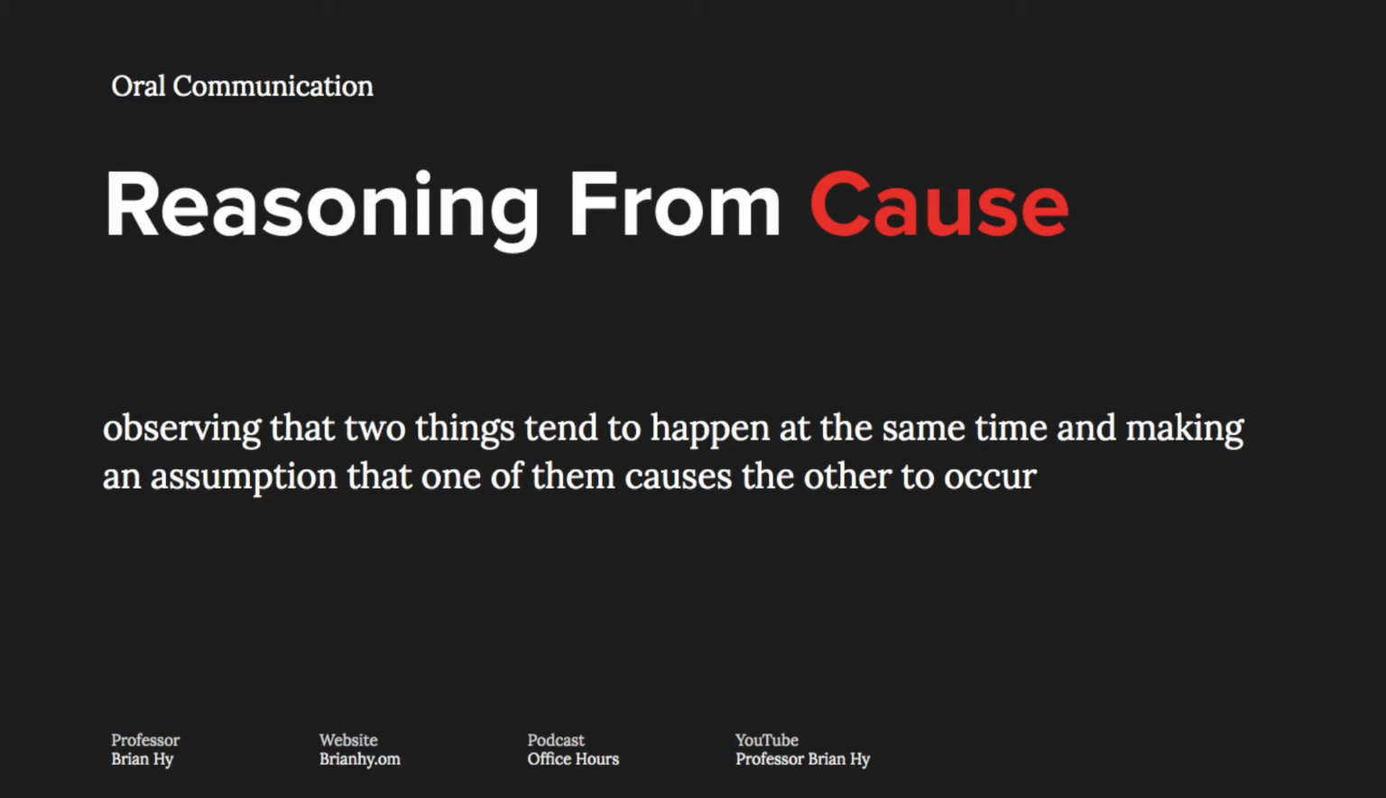The first is the order of events. The presumed cause might always happen before the effect, not after.